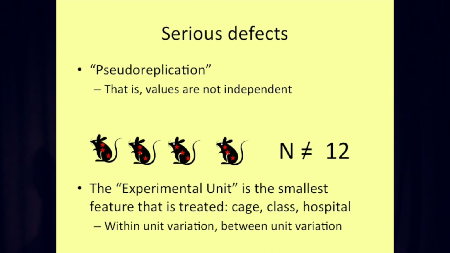The experimental unit is the smallest feature that is tested. It could even be a cage, or a class of school children, or a hospital even. You've got to remember that there is variation within the unit and between the unit, and that these are different sources of the final variance that is measured in the data. And this is frequently overlooked in physiological testing.